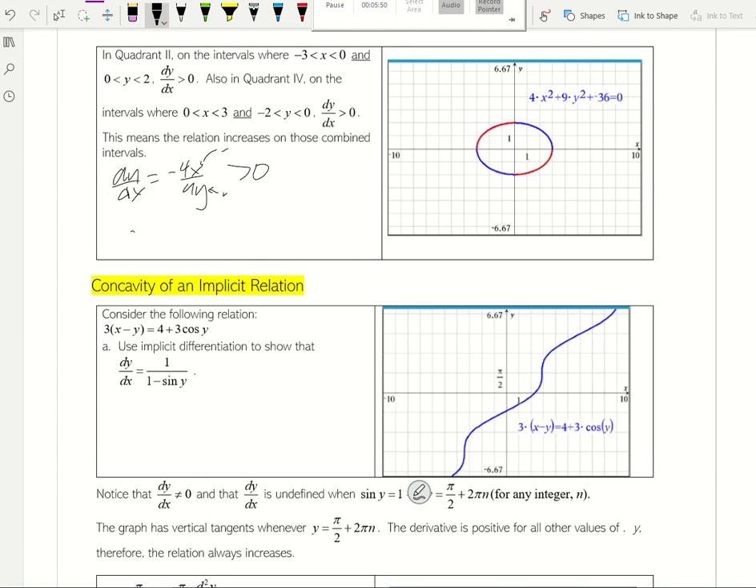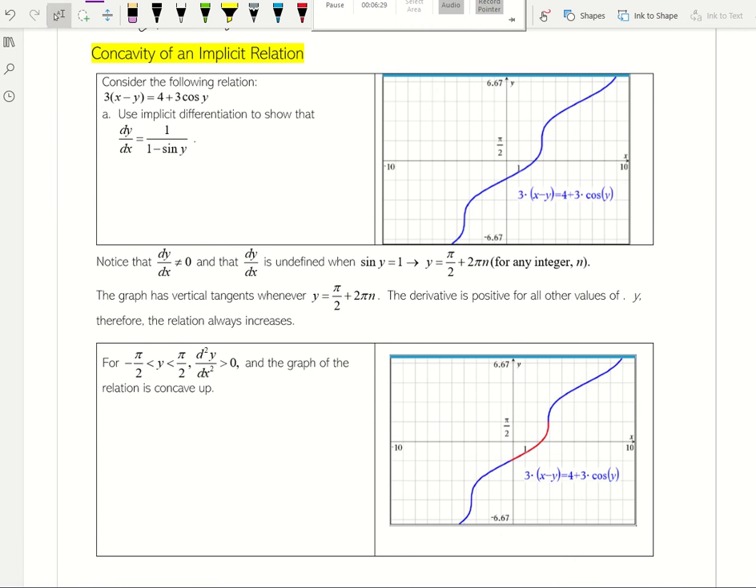And then if I go, so that's in quadrant 2. And if I go dy/dx equals negative 4x over 9y, can you read my writing? Again, in quadrant 4, I have positive x's and negative y's. So this is positive, this is negative. I have two negatives, which means it's greater than 0 in quadrant 4. So that means in quadrants 2 and 4, those are the intervals that are increasing. Do you see what I'm saying? Yeah. Okay.